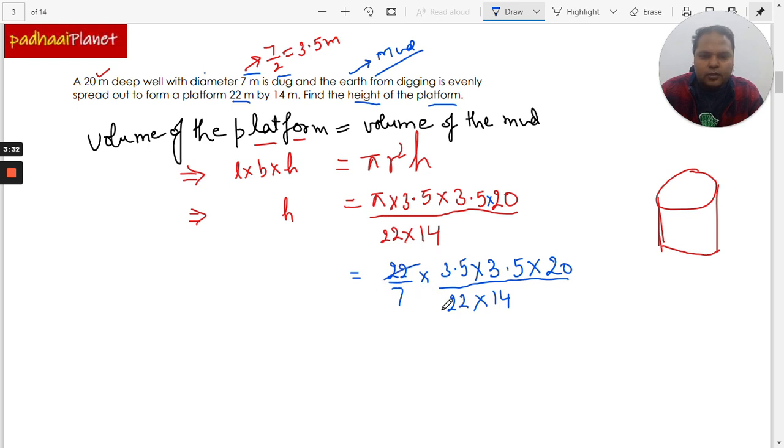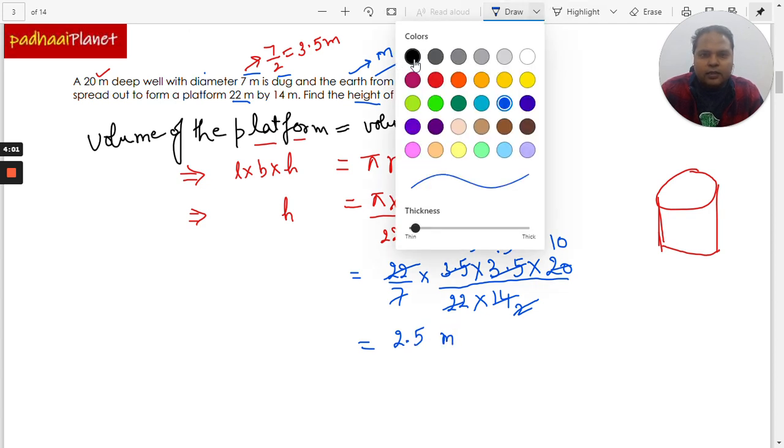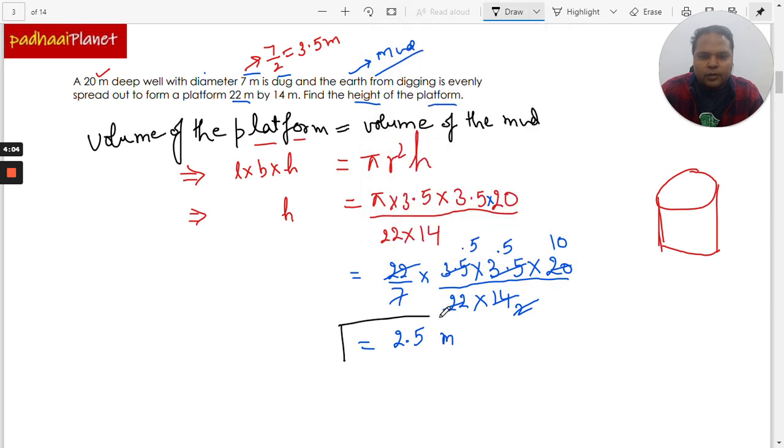So we get this by this, and 7, this is twice, and 7 by 7 this comes 0.5, by 7 this comes 0.5, and by 2 this comes 10. So this is 2.5 meter. So the answer is that the height of the platform will be 2.5 meter. That's the final answer.